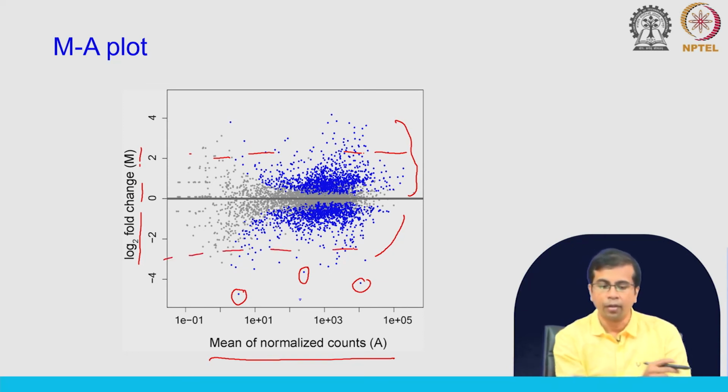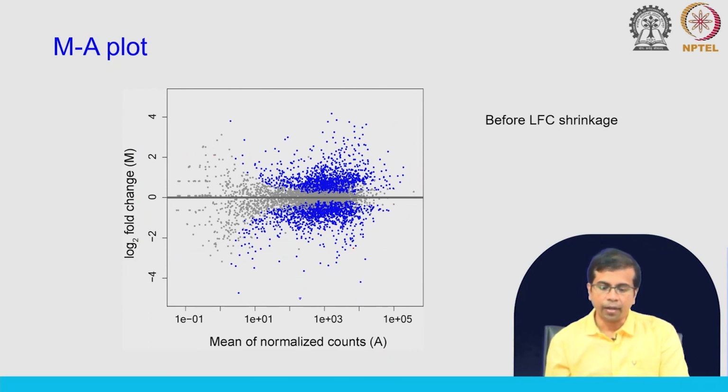Similarly, you can interpret the data for the genes that show negative log2 fold change, and you can understand they show significantly lower expression in the G4 sample. Okay, so this is before LFC shrinkage, right.